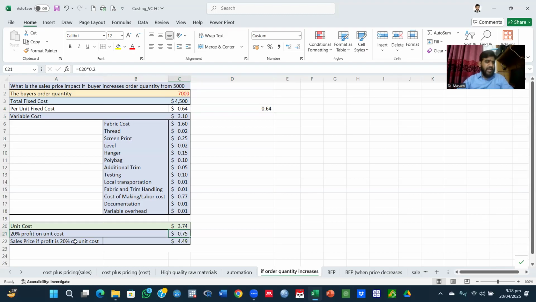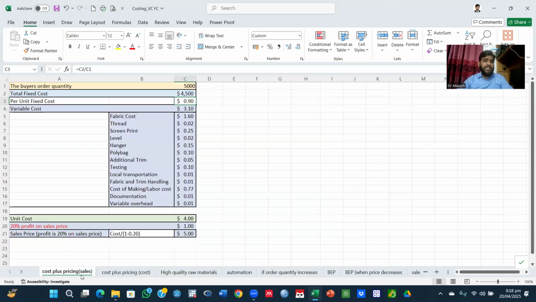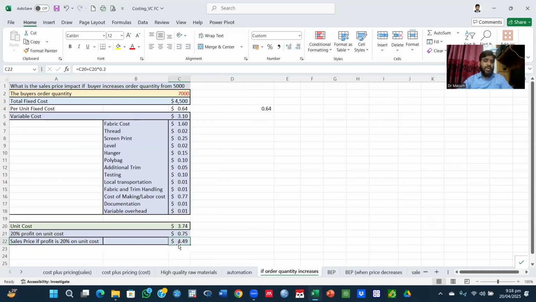And your per unit price will be $4.49. That means your per unit price has decreased from 4.80 or $5 to $4.49. Why? Because of economies of scale. What is economies of scale?